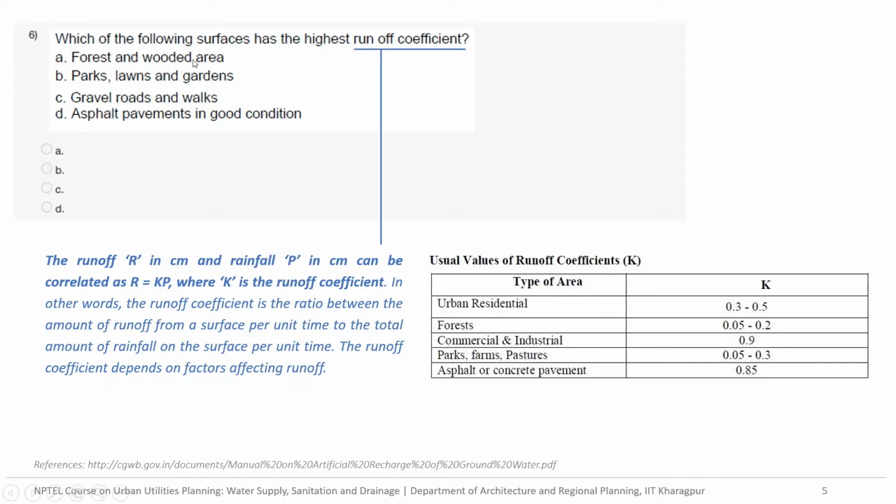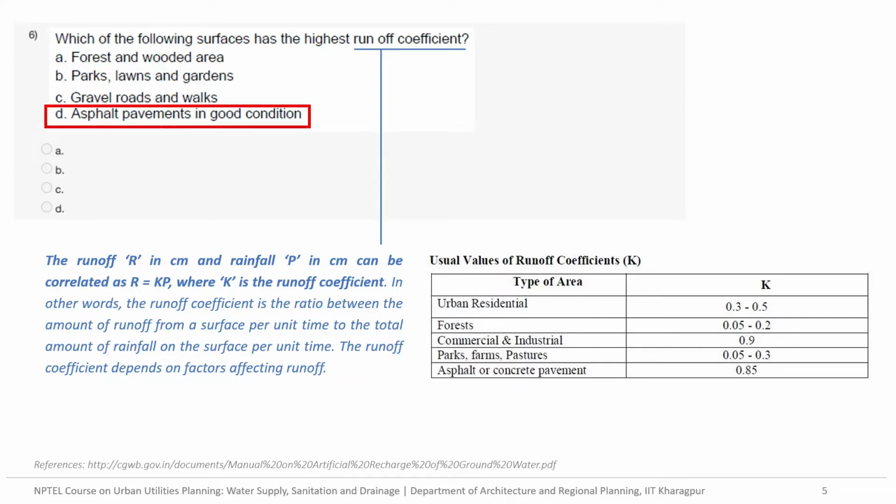So amongst these four options that we have, we see that the first two, due to the presence of plants or vegetation, will have a lower runoff coefficient because they let the water stay for a long time. So the runoff or the movement of water is inhibited. C, gravel roads and walks. So these again, because gravel is more permeable to water because of the nature of the pavement, will have a slightly lower runoff coefficient than D, asphalt pavements in good condition.